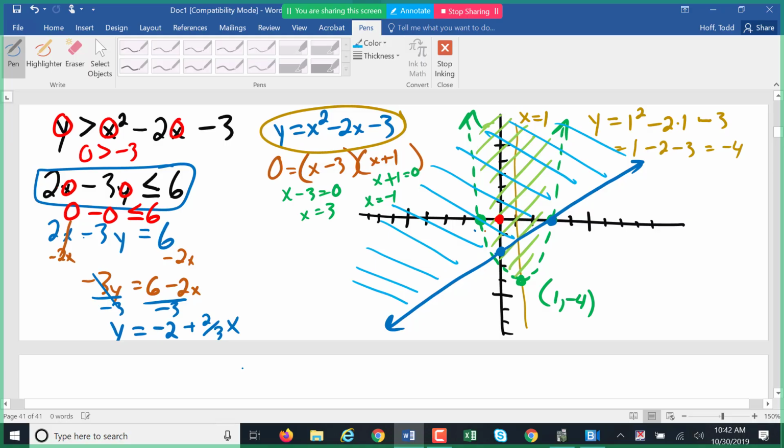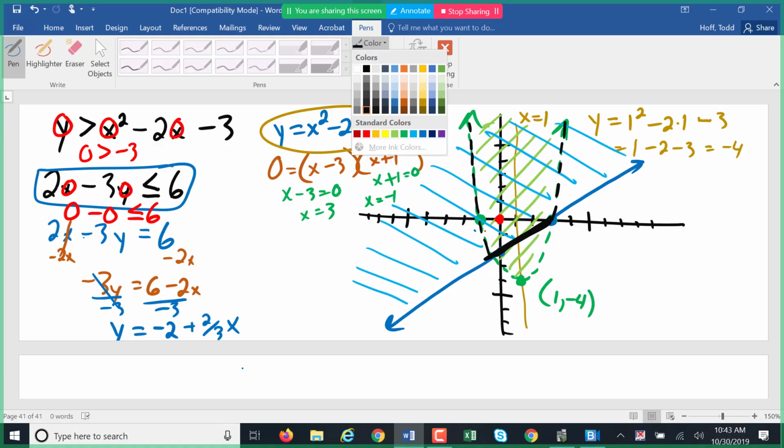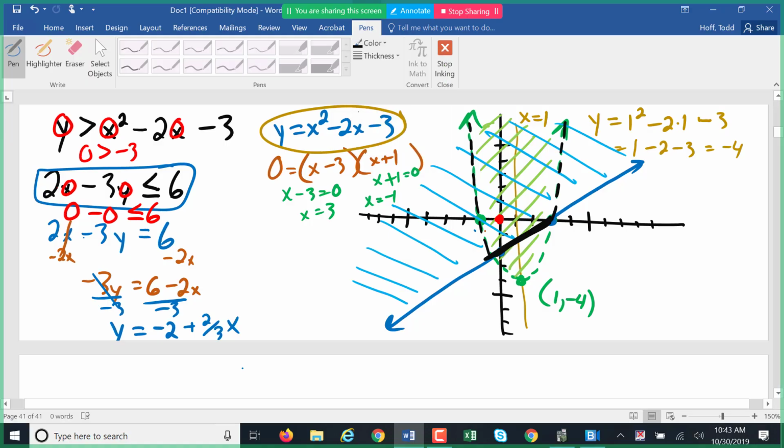So our overlap here with its boundary conditions, we have the boundaries of the parabola here, which are dashed, the line here, which is solid, the parabola here, which is dashed, and we're shading in the middle. Right here. So that is the solution to that set of inequalities.